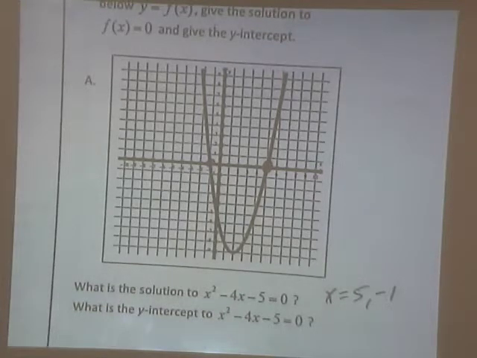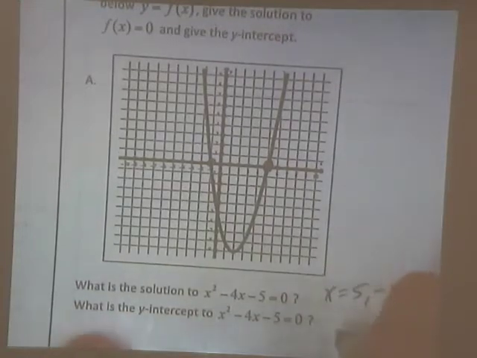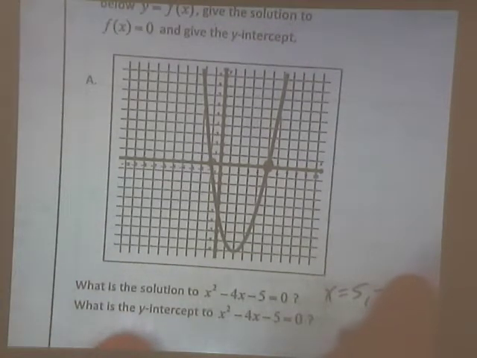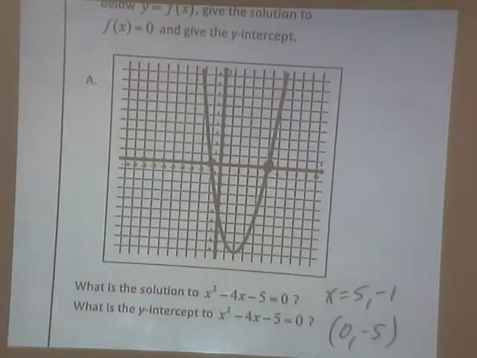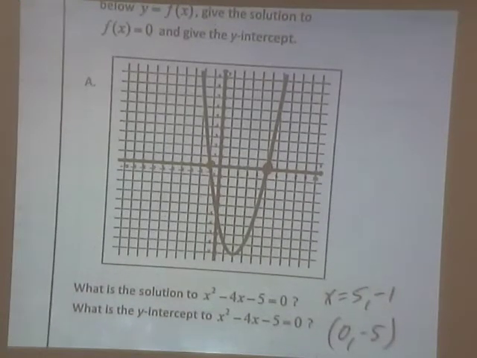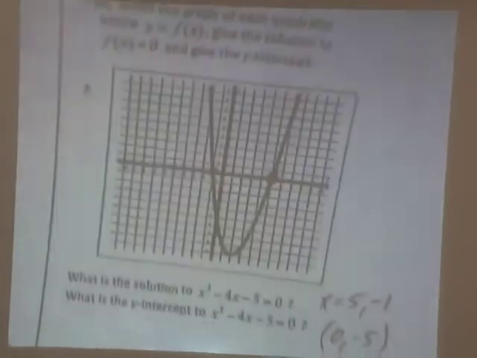Sometimes the graph's a little hard to see. It's the constant in the equation. It's the number without a variable. So look at the equation. The very last number is a negative 5. It's actually crossing the y-axis at -5. So the y-intercept would be -5. So the point is 0, -5. That's where it's crossing the y-axis. Remember, the y-intercept is the constant. It's the number at the end.